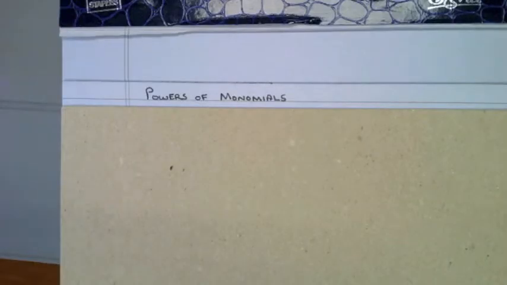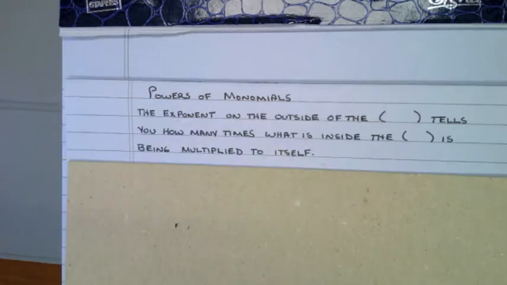What we're going to go over in this video is taking a monomial and raising it to a power. Taking a monomial and raising it to the second power, or the third power, or the fourth power. When you take a monomial and raise it to a power, you have the monomial inside parentheses, and on the outside of the parentheses there's an exponent.